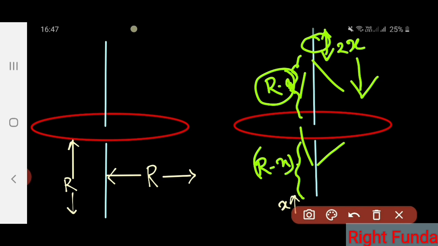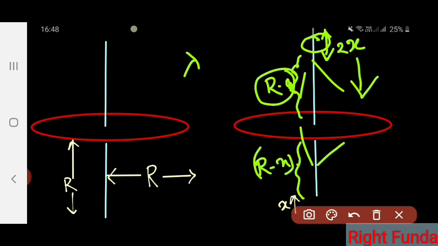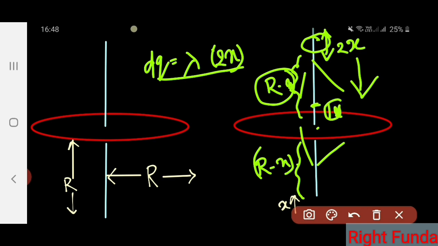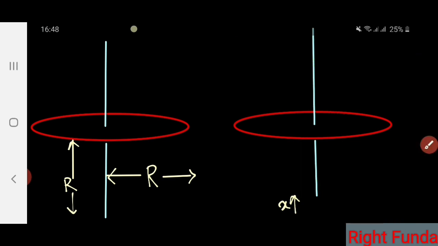So basically, we need to find the force on this small element part. If lambda is the charge per unit length, the amount of charge that I have considered here is lambda into 2x. So basically, the center of mass of the rod has been shifted by distance x, but the net force that is acting is due to this much part. On the other parts, the forces are getting cancelled. So we write the field at this point, and the force F on this part will be equal to the electric field into this much charge. Then we have to multiply, and we'll see what value comes.